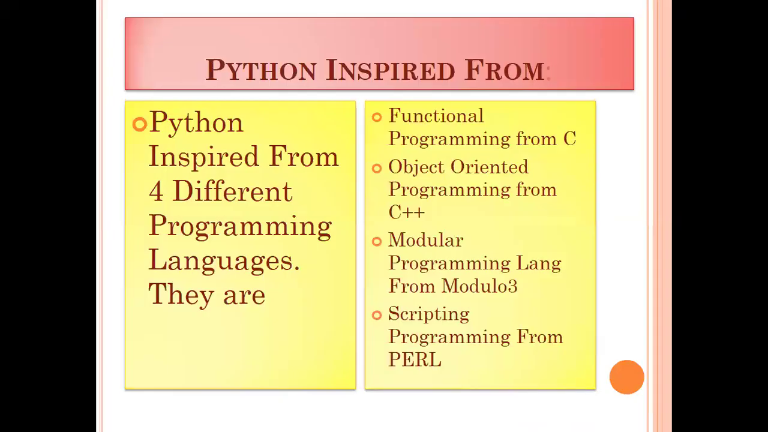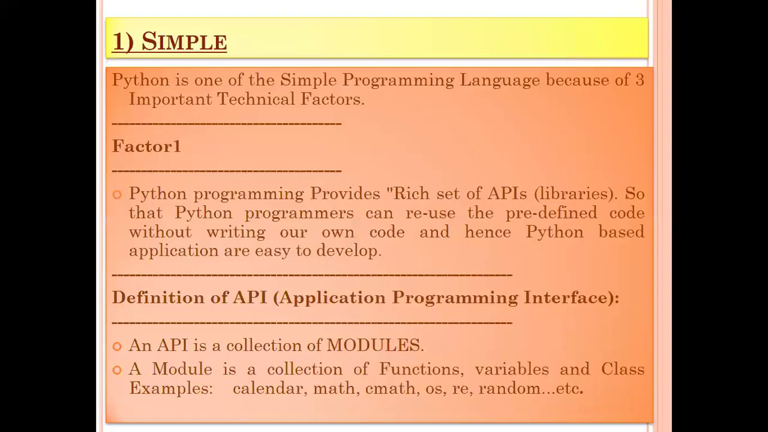But before that, we need to know that Python is inspired from four different programming languages. It has learned functional programming from C, object-oriented programming from C++, modular programming from Modula-3, and scripting from Perl. So it is inspired from four different programming languages: C, C++, Modula-3, and Perl. Now let's proceed with the features.